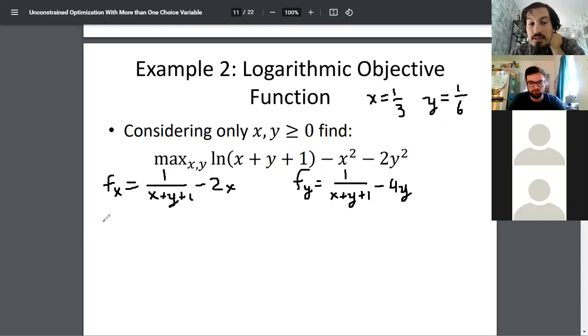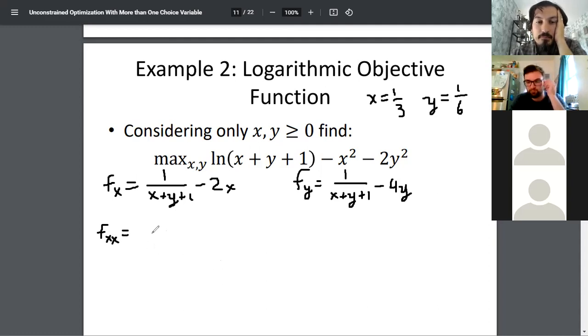What do we really want here? We want f_xx and f_xy and f_yx and f_yy. But let's start with f_xx. These are the second order partial derivatives of this objective function. Okay, anybody want to help me out here? What would f_xx be? Not the numerical value once you plug in 1/3 and 1/6, but just the formula in terms of x and y.